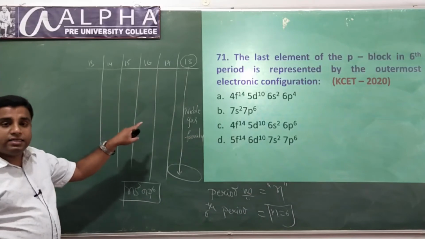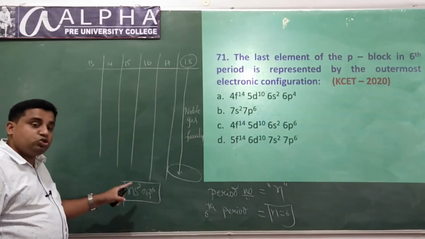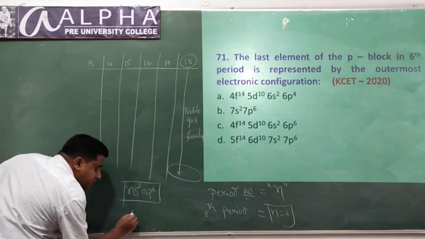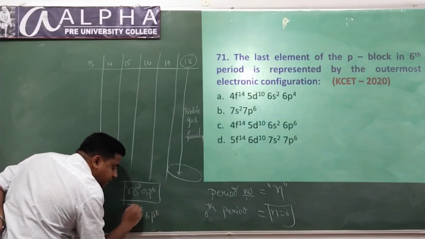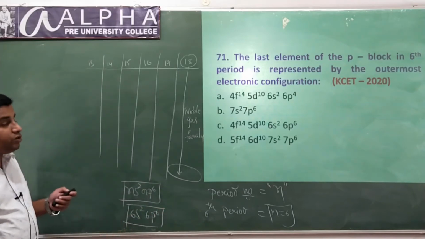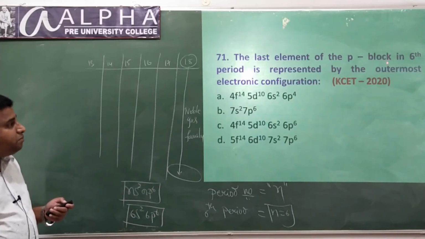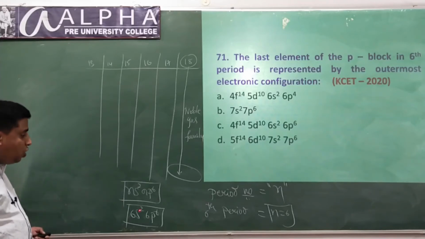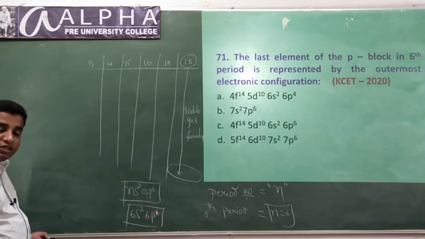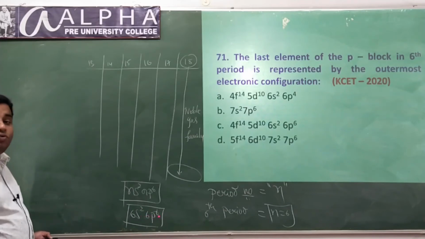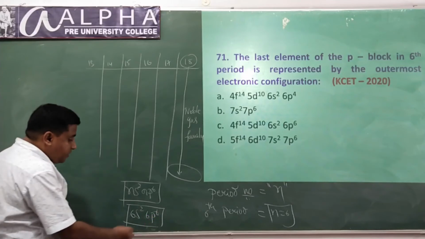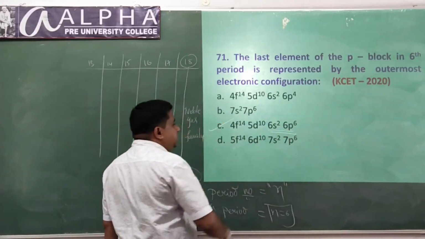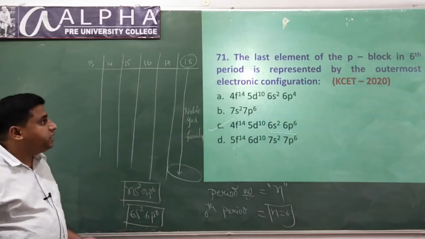So for noble gases, the valency shell configuration is ns2 np6. And what is the value of n for this given element? It is 6. Hence it is 6s2 6p6. Look at the question: the last element of the p block in the 6th period is represented by the outermost electronic configuration. It is obviously 6s2 6p6. Hence the correct answer is going to be option C. Yes. Next question, students.